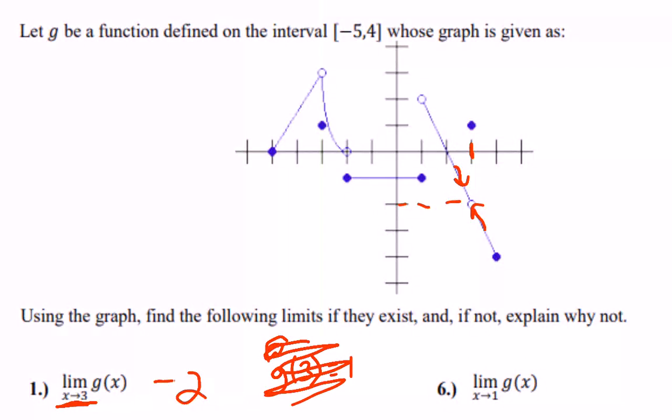The limit as x approaches 1, so let's clear all that up. The limit as x approaches 1, so 1 is right here, my x value. So from the left, I'm approaching a y value of -1, and from the right, I'm approaching a y value of 2, so we would say that that limit does not exist. And we'll look at those specific one-sided limits in a second.